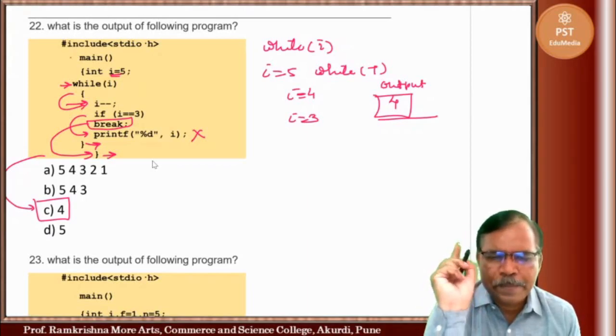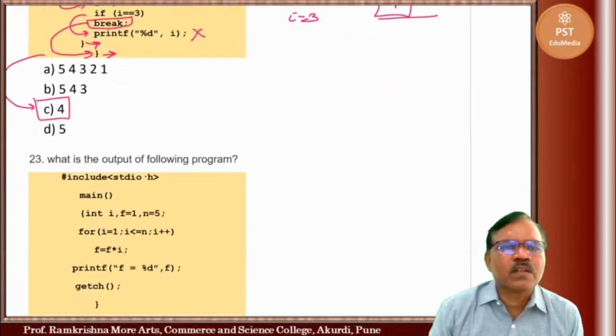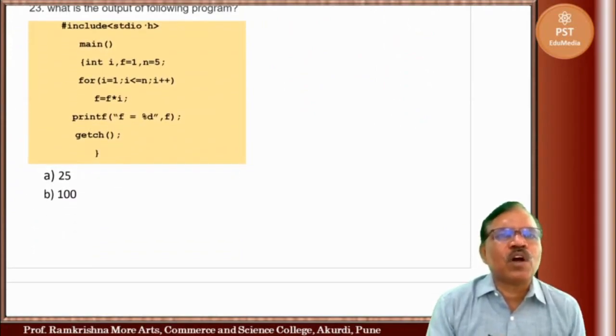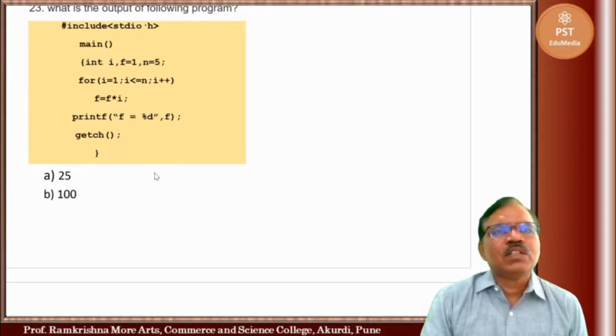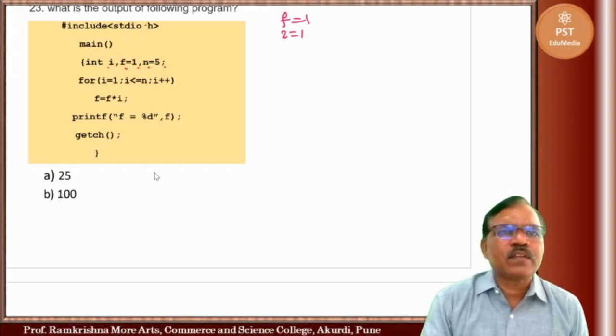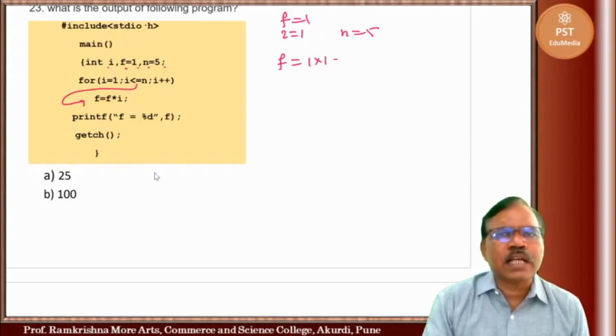Yes, sir. Okay, now next one. What is the output of the following program? int i, f equal to 1, n equal to 5. For i equal to 1, i less than or equal to n, i plus plus, n is 5. So what happens? f equals f star i. The initial value of f is 1 and n is 5. When this condition is true, f is equal to 1 star 1, so it is 1. Then i becomes 2.